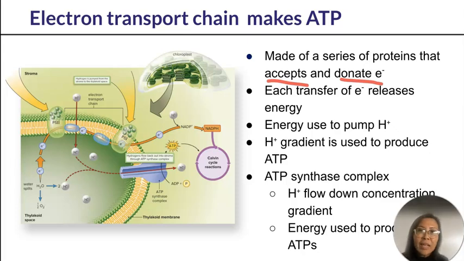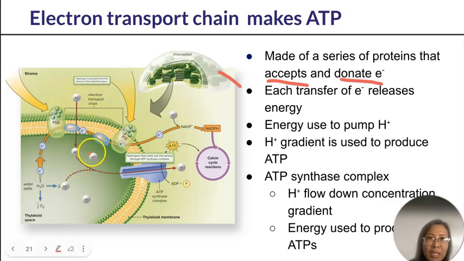So you can think of the similarity as the electron being full of energy from the sun. But each time that we pass it down to the electron acceptor, it loses some of that energy because it's going to use that energy in order to pump hydrogen ions. It's going to be able to pump hydrogen ions through and pump them into the thylakoid space. So it's going to pump them from the stroma into the thylakoid space.